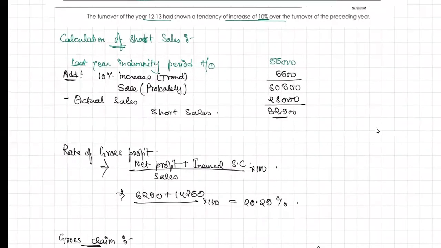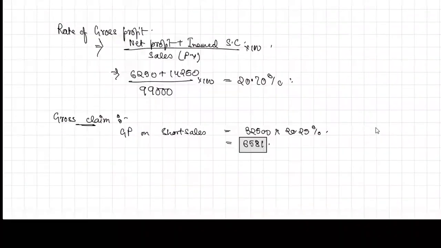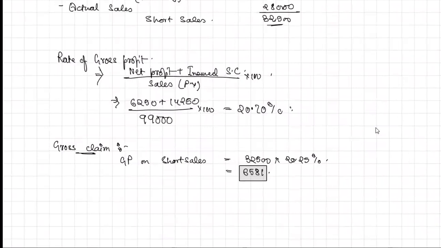Okay, and here also it will be 99,000. That is previous. This sales will be of previous. So it will come around 2 point... कितना रहा? 20.70. 20.70%. So accordingly, this will also change.